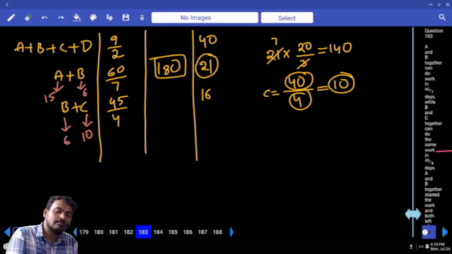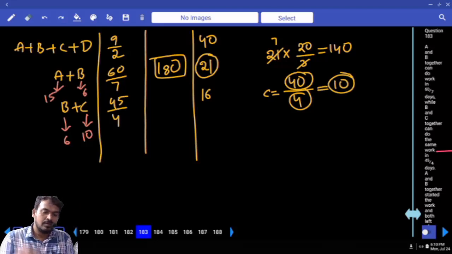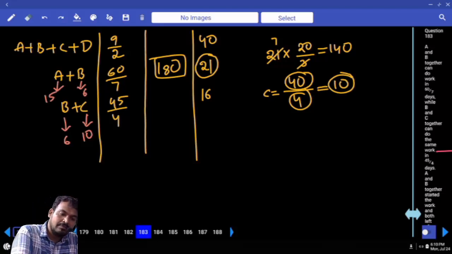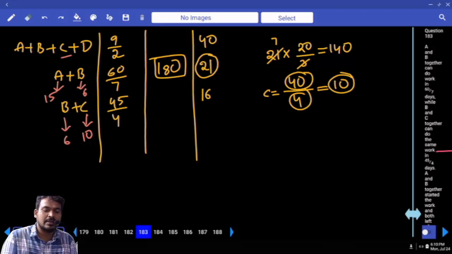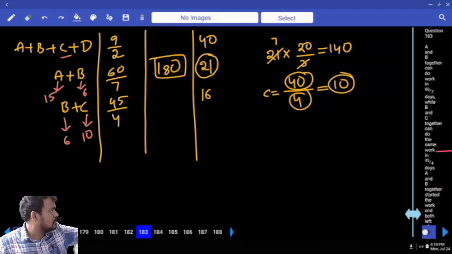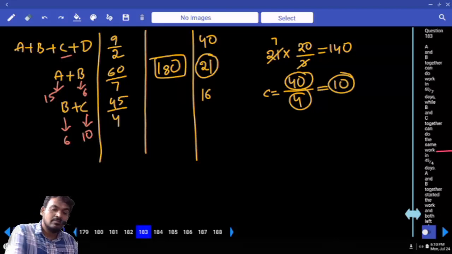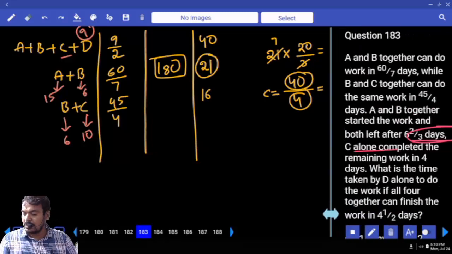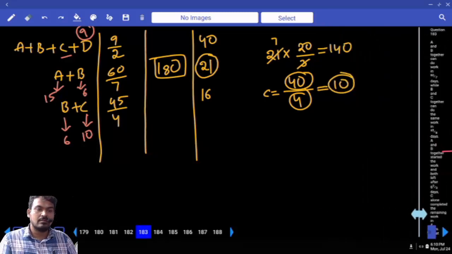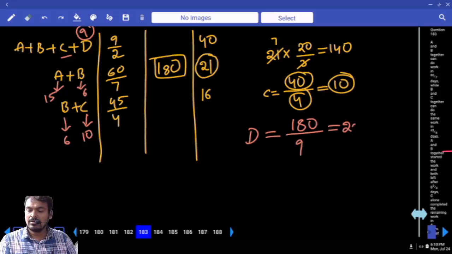Okay. We know the A and B efficiency, and we know the C efficiency. Obviously we are getting the D efficiency here. 15 plus 6, 21. What is the C value? 10. Total 31. The D value is 9. D efficiency 9. What is the question here? D alone can complete the work. Then D equals 180 by what is the D efficiency? 9. What is the answer? 20 days.